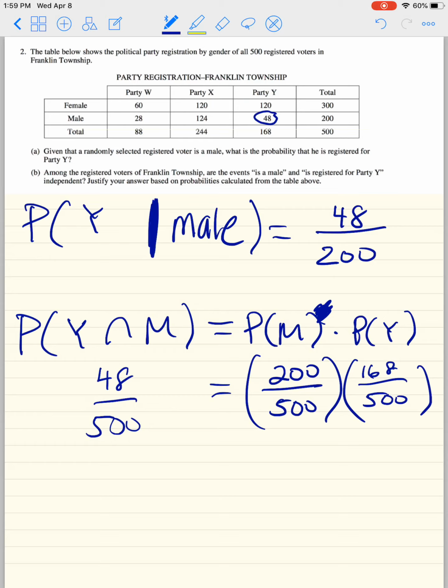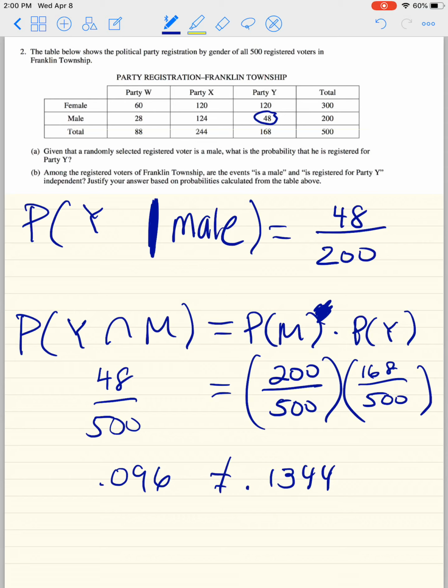So you take your calculator and you say 200 times 168, divided by 500 times 500, or 500 squared. And that's going to give you 0.1344. And 48 out of 500 is going to be 0.096. And I knew that because double it gets you to 1,000.